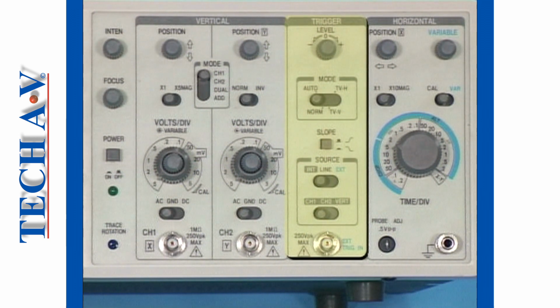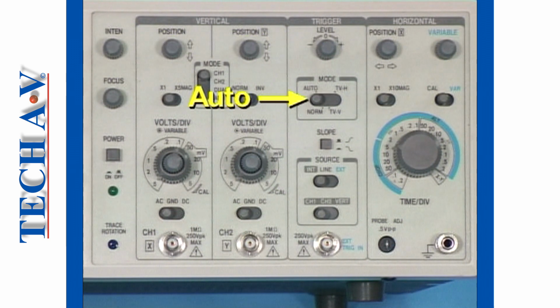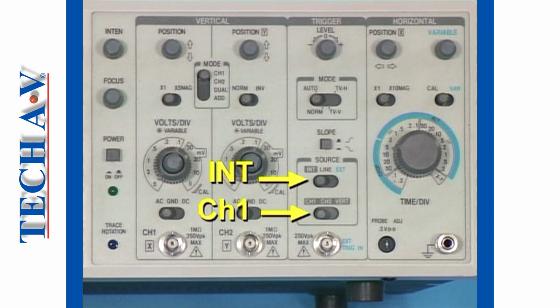Next, the trigger control section. Set the level control to its mid position. Set the mode selector switch to the auto position. Set the slope selector button to the positive slope position. And finally, set the trigger source selector switch to the internal channel 1 position.